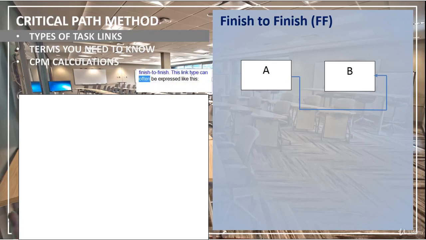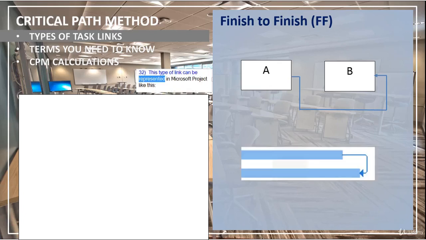This link type can often be expressed like this. As you see, the arrow between these two boxes is leaving the first box from the right side and entering the subsequent box to the right side again. This type of link can be represented in Microsoft Project like this. Here, we can also change the colors and shapes of the bars. Yet, the default settings will show the link in this color and shape.